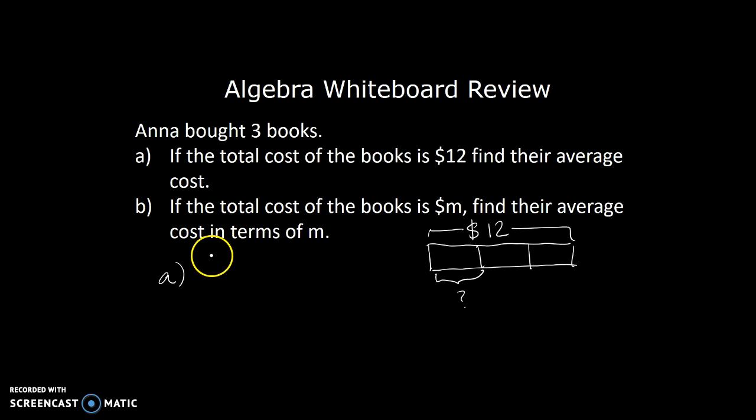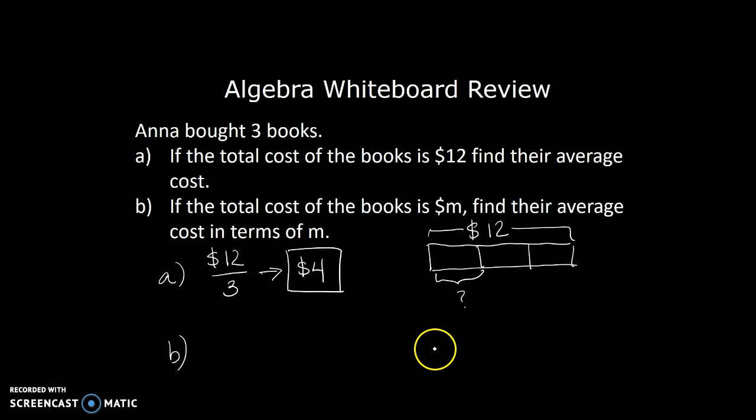So clearly it's going to be 12 divided by 3, which equals $4, right? That's easy enough. Okay, well, what if we don't have numbers? What if we don't know the total cost of books? So let's redo our model.